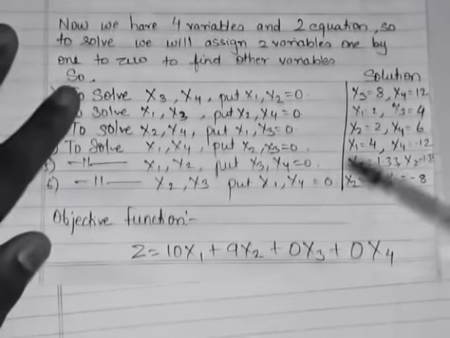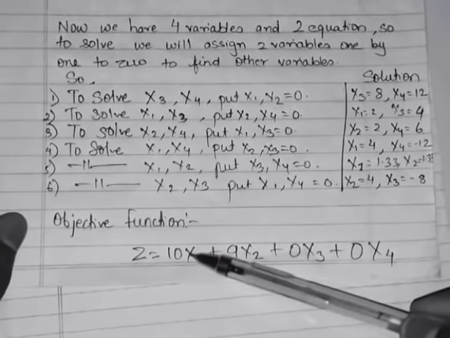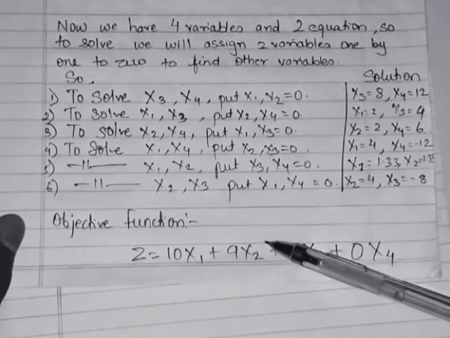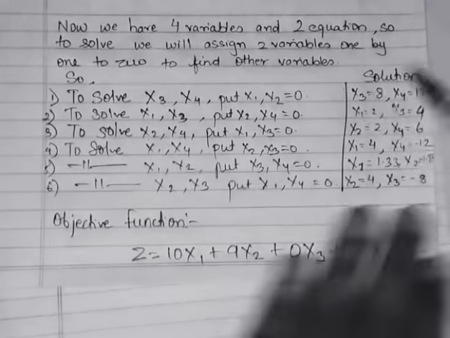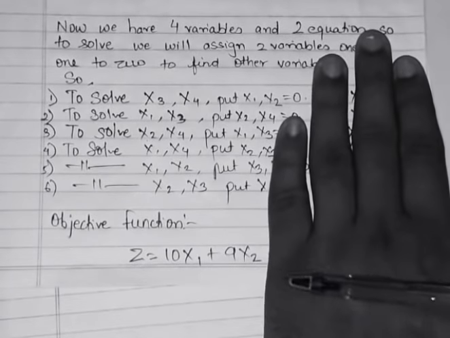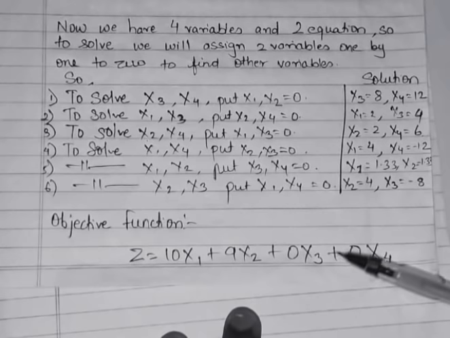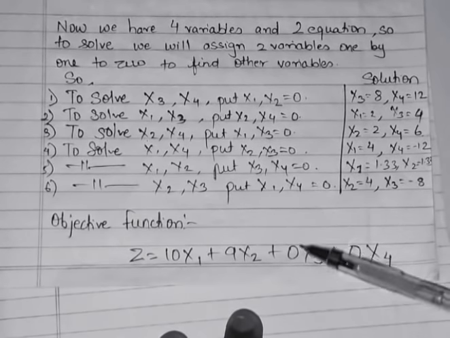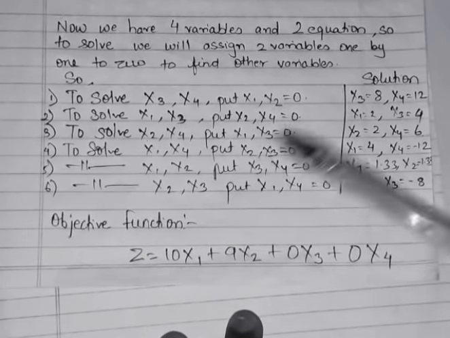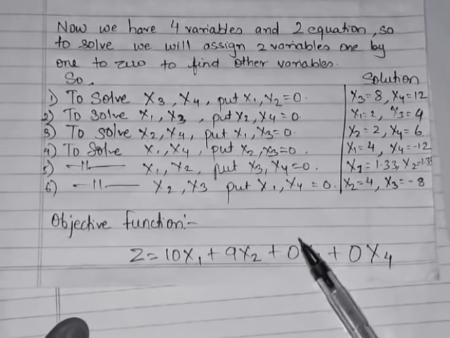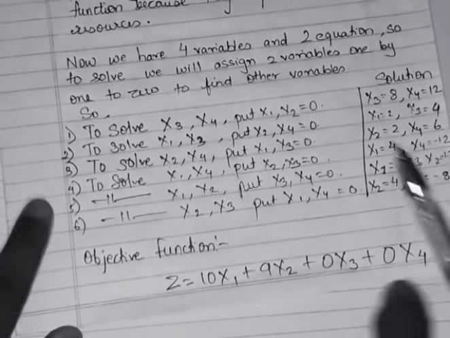So this is my objective function: 10x1 plus 9x2 was my objective function. Now all these slack variables have zero effect on the objective function, so I have assigned a coefficient of 0, right? So if I put any value of x3 and x4, it is not going to change the objective function. So why do I put a coefficient 0? Let us see.